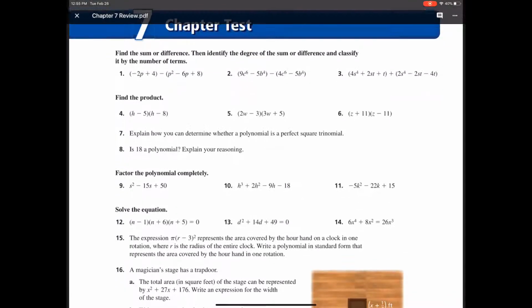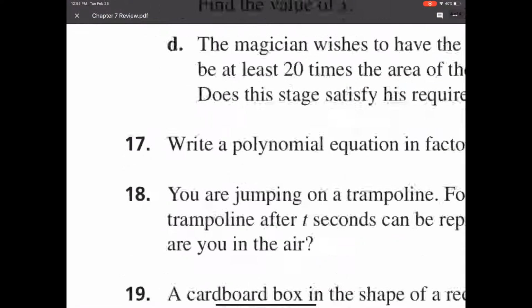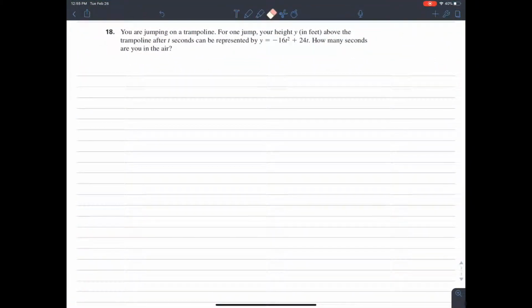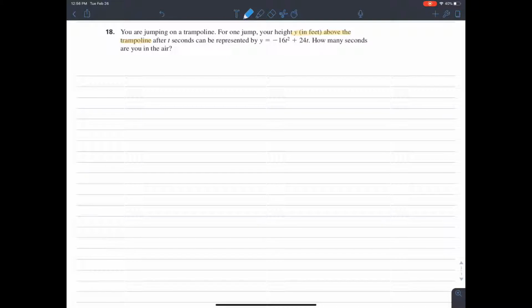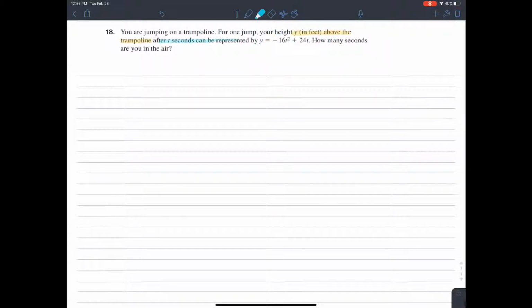So in this video, we're going to continue going over some word problems from our chapter review, and specifically this one's going to go over number 18. Number 18 says we're jumping on a trampoline, and for every jump, the height above the trampoline is going to be measured by y, that's feet above the trampoline, and then we're also going to measure the time that we've jumped, so t is going to be the amount of seconds that I'm in the air.